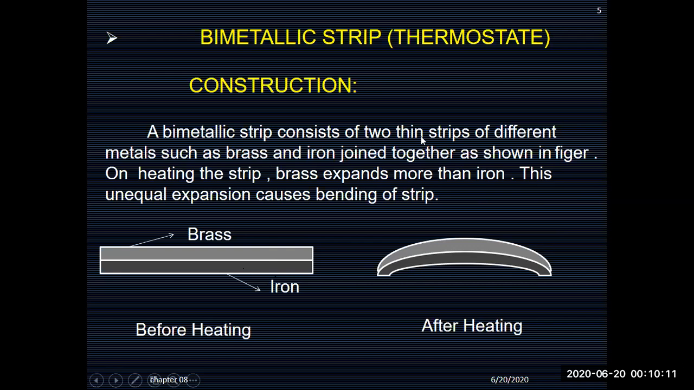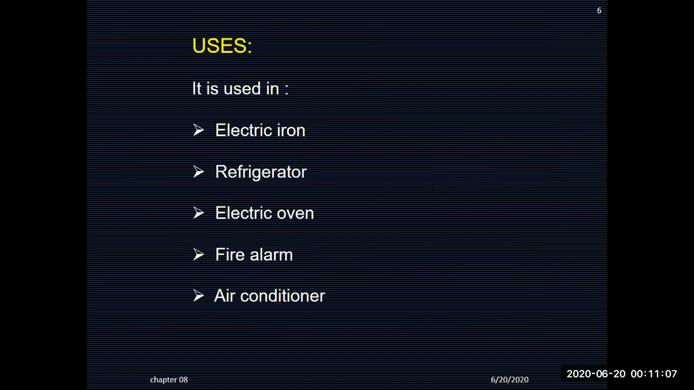The bimetallic strip consists of two thin strips of different metals, such as brass and iron, joined together as shown. On heating the strip, brass expands more than the iron. It expands more, but it can't move to the other side because iron is attached to it, so it bends. This unequal expansion causes bending of the strip. It plays an important role in automatic switches and appliances which we use at home, like the refrigerator. One metal expands earlier, and it makes the strip bend in the direction of the metal which expands less.